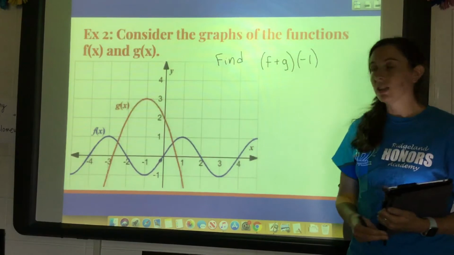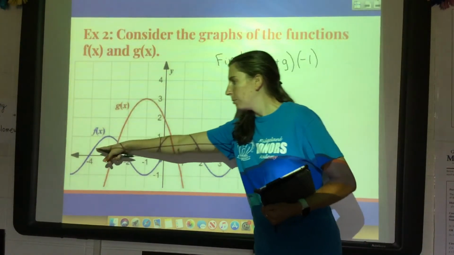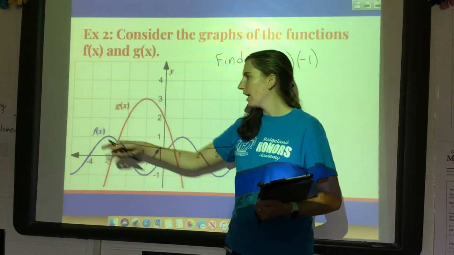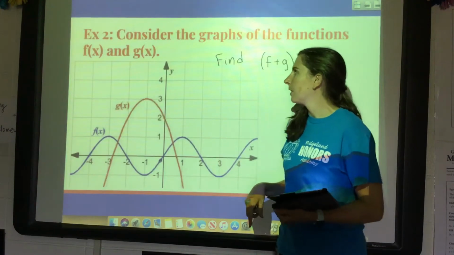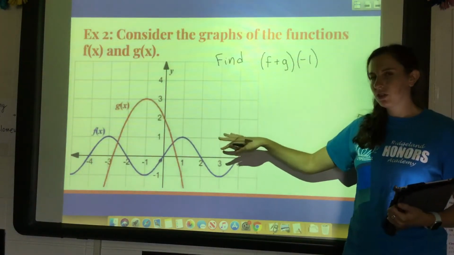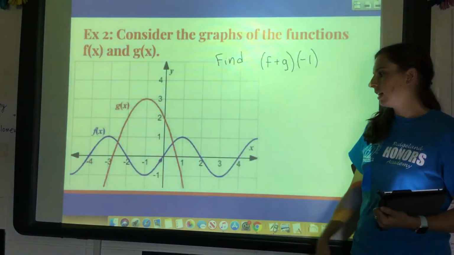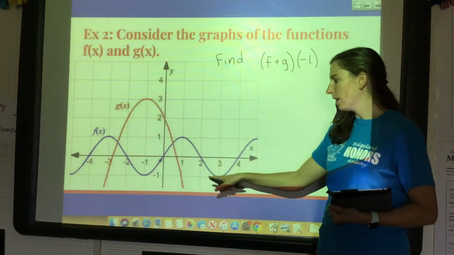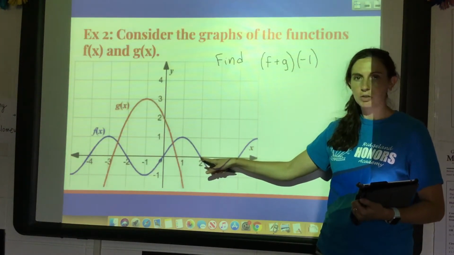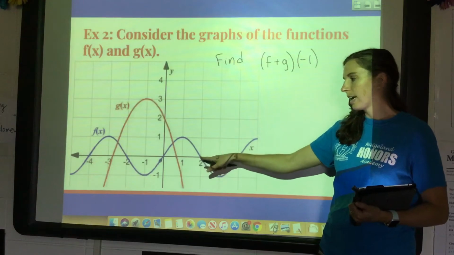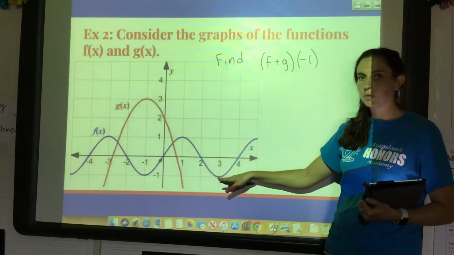So for this example, we're going to look at a graph of two functions. We've got our blue graph here, which it says is f of x, and we've got a red graph, which it calls g of x. Remember that a graph is just a visual representation of the inputs and the outputs of a function. Like for this blue one here, when the input is 2, or the x value is 2, the output is, in this case, 0. Or when the input is 3, the output is -1.